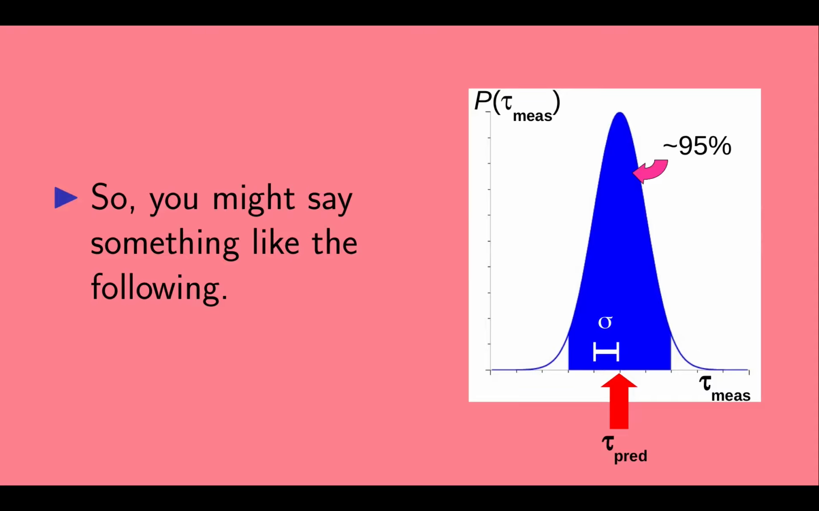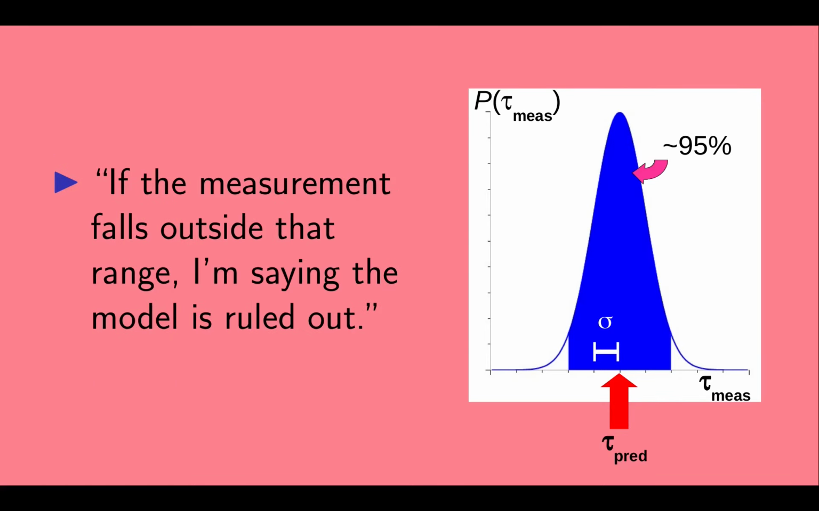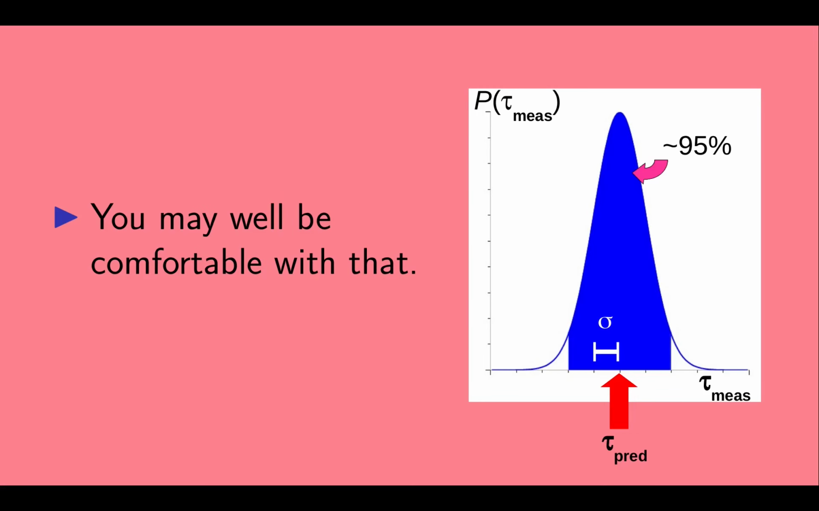So you might say something like the following. If the speculative model is correct, about 95% of measurements will fall within 2 sigma of the model's prediction. If the measurement falls outside that range, I'm saying the model is ruled out. In a situation like this, you may well be comfortable with that.